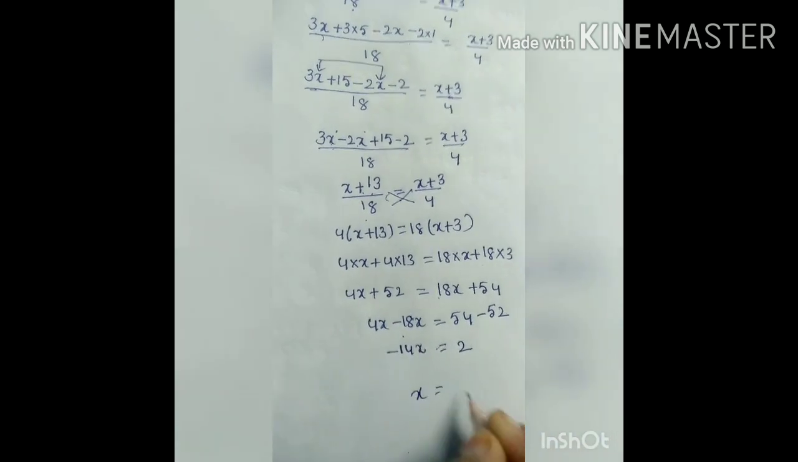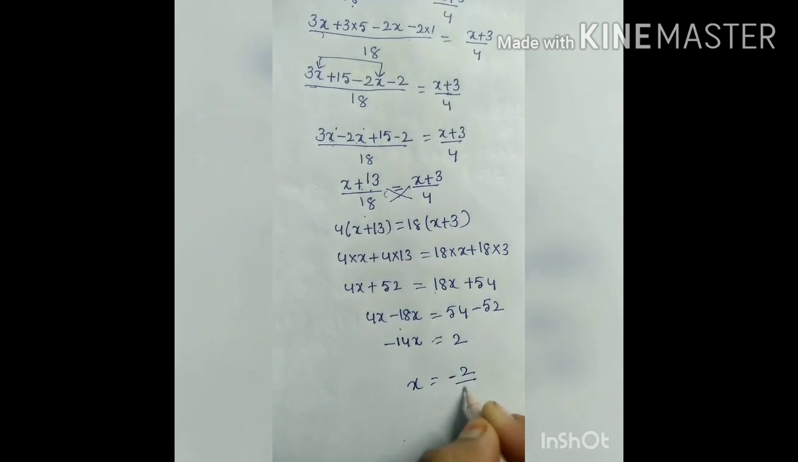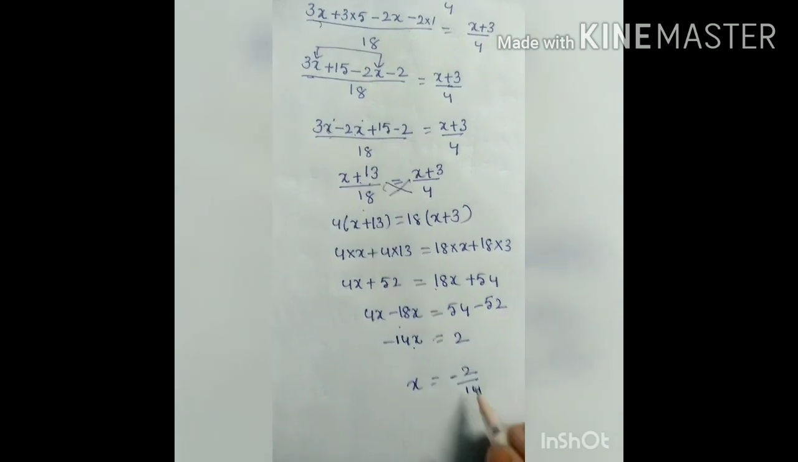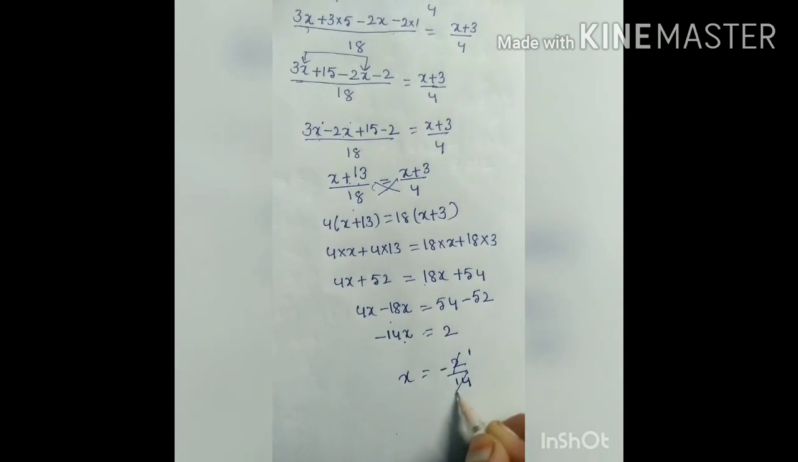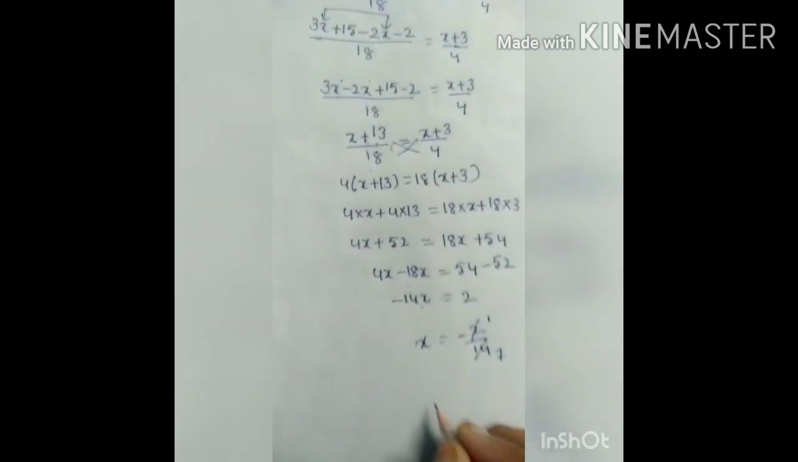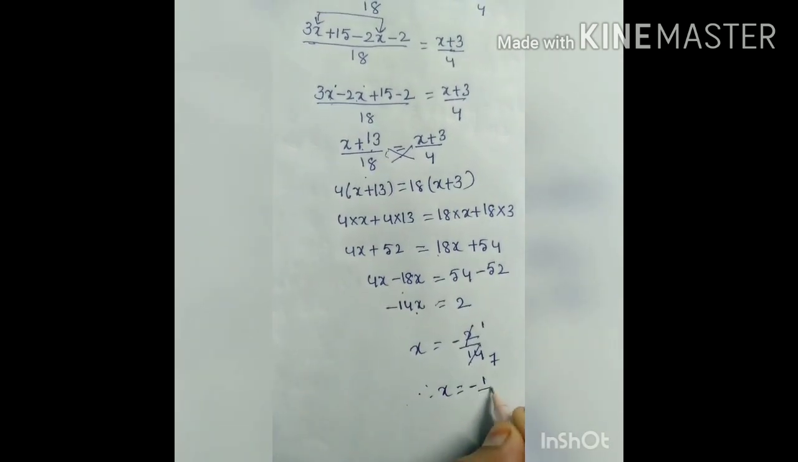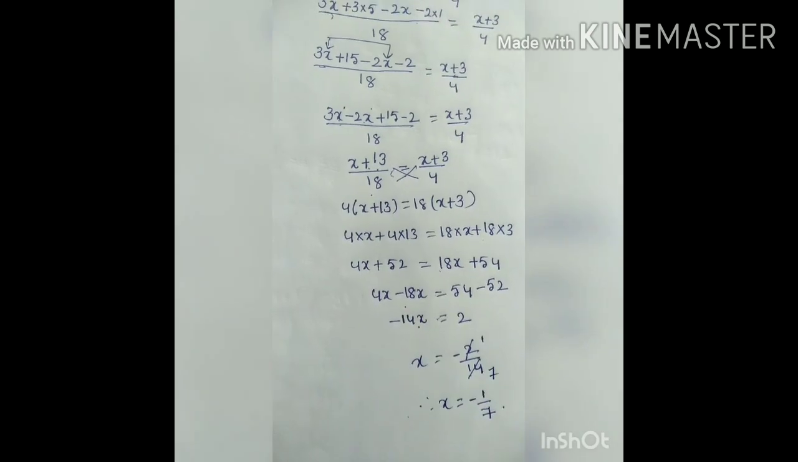So x equal to minus 2 by 14. Here the multiplication quantity becomes divided by quantity. 2 1s are 2, 2 7s are 14. Therefore x equal to minus 1 by 7.